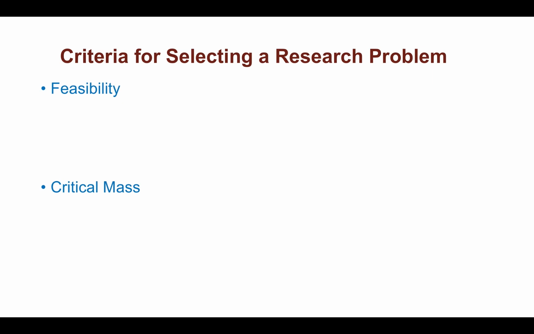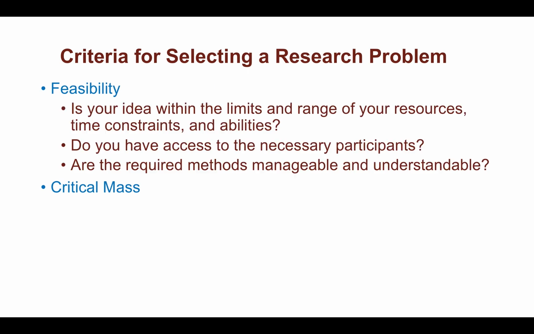Now I'll talk to you about some criteria for selecting a research problem. There are 4 of them, 2 on this slide and 2 on the next. First one is feasibility. Feasibility deals with whether your idea is even possible to do. So for example, maybe you really want to study elite rugby players. Well, do you have access to those people? Are you going to have to travel to another part of the country or another part of the world in order to do that study? And if so, do you have the resources and time and money in order to do that?